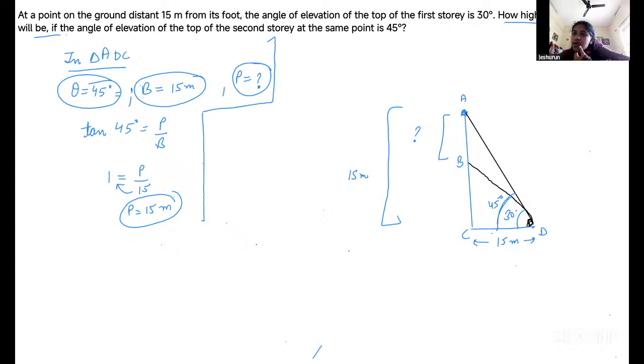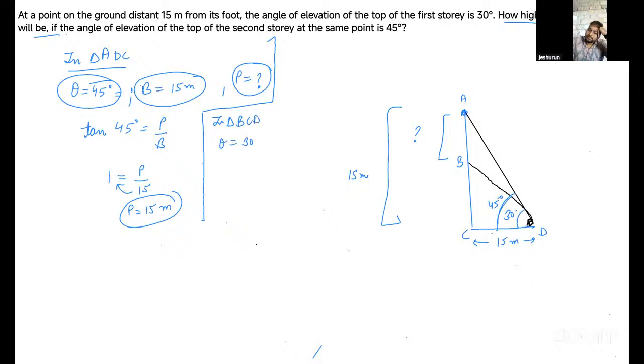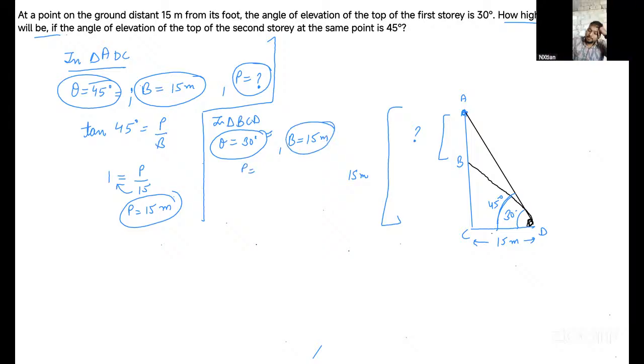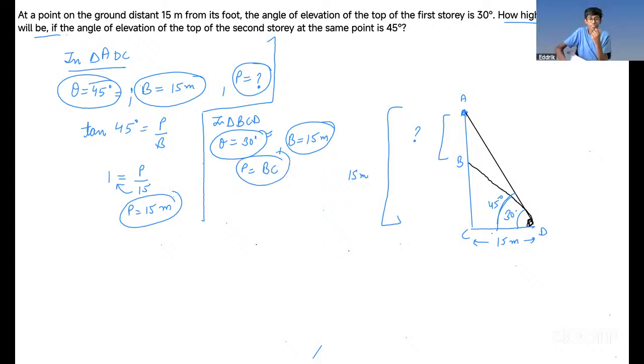Triangle BCD. In triangle BCD, what is given? Theta is how much? Theta is 30 degrees. Base is 15 meters. And perpendicular is 15 minus BC. So what trigonometric function you will use?